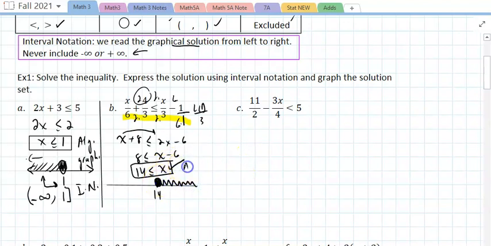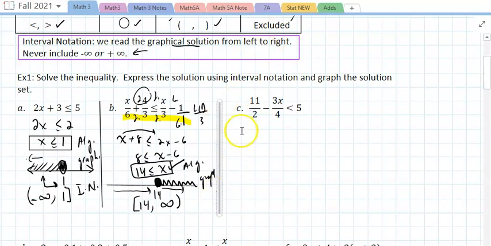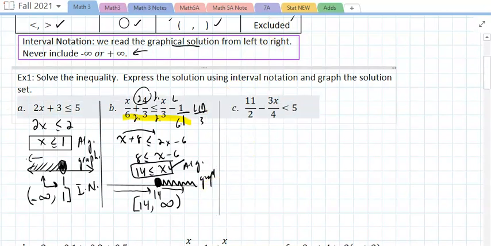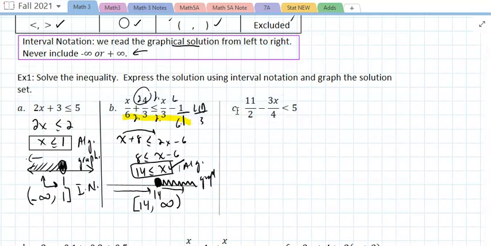So this is the algebraic. This is the graphical. And now the interval notation left to right. If I look at this from left to right, the first point that I come across is 14. And this runs all the way to infinity. Included. We never ever include infinities. So the 3 types of solutions I'm going to ask for on your test. Solve, that's algebraic. Express your solution using interval notation, and graph the solution or the solution set. Oh, solution set. I did say solution set.